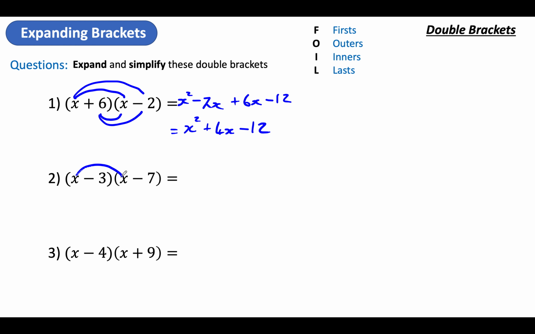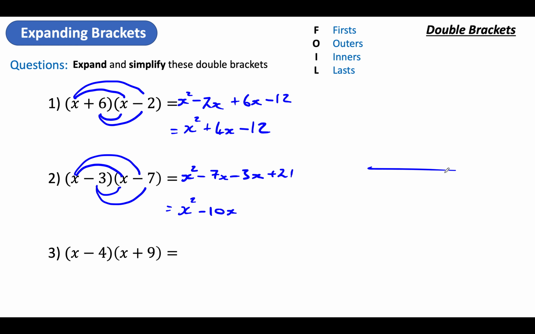Right, firsts, x times x is x squared. Outers, x times negative 7 is negative 7x. Inners, negative 3 times x is negative 3x. And negative times a negative, so negative 3 times negative 7, which is our last, leaves a positive answer. 3 7s are 21. That's the expand. Now let's simplify. Negative 7, take away 3. So start at negative 7, then take away another 3. You get to negative 10.